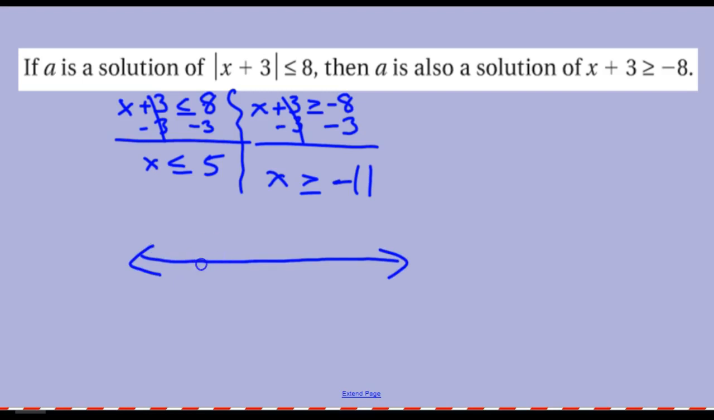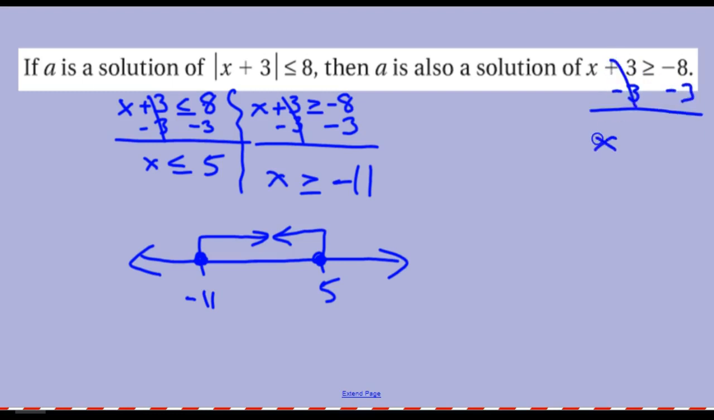So negative 11 goes down here. That's a closed circle, and that's pointing to the right. 5 goes here. That's also a closed circle. This time it's pointing to the left. Here, if we solve this problem, we know that x can be greater than or equal to negative 11. Now, so that's another closed circle, but this time it's just one line pointing to the right.